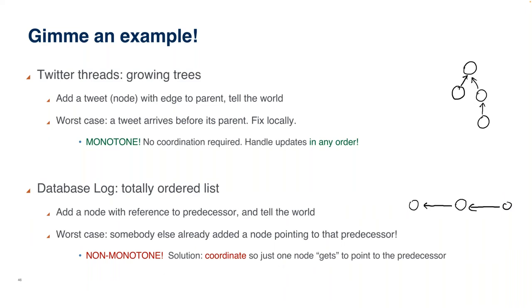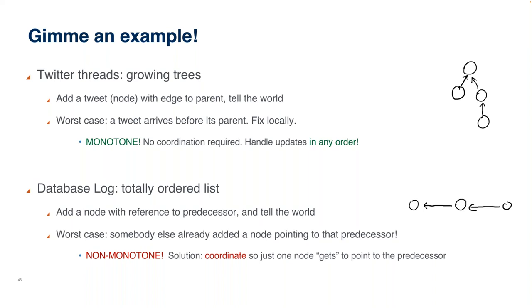Twitter, much in the news these days, but take any threaded communication platform. It's basically a bunch of trees that grow, right? You do a tweet and then somebody responds to it. It's like a child of that tweet. And somebody might respond to the response, and that's a grandchild of the tweet. So we're building these trees. And when you post to Twitter, what you're doing is you're adding a node and a parent pointer to this tree, and you're telling the world about it. And everybody eventually will get your post and they'll plug it into the tree.